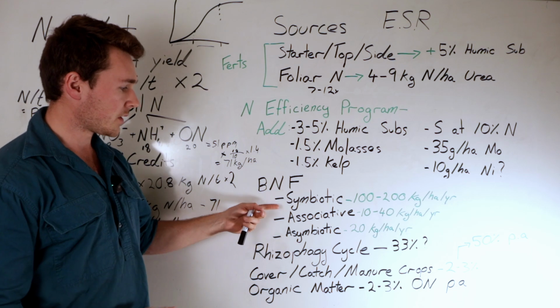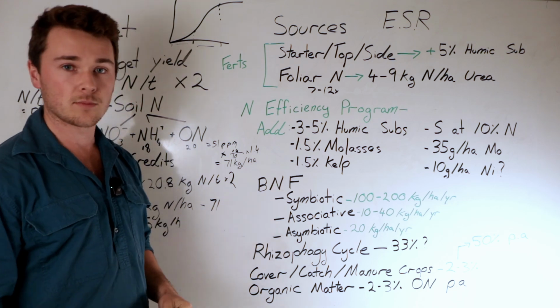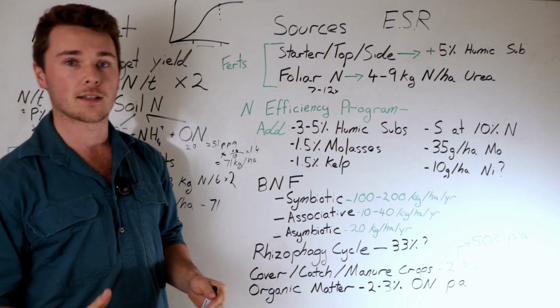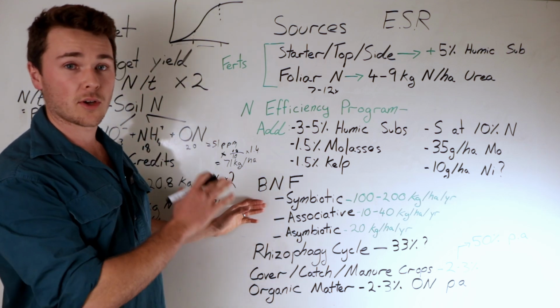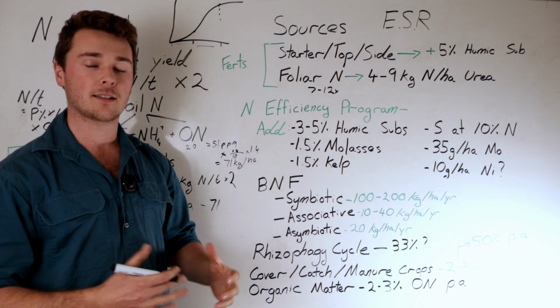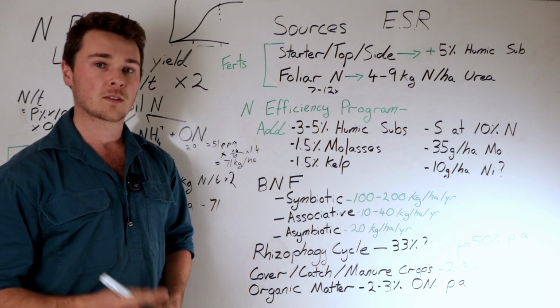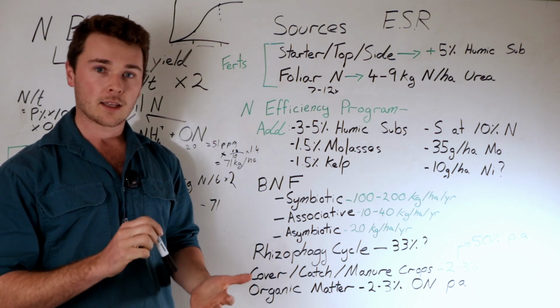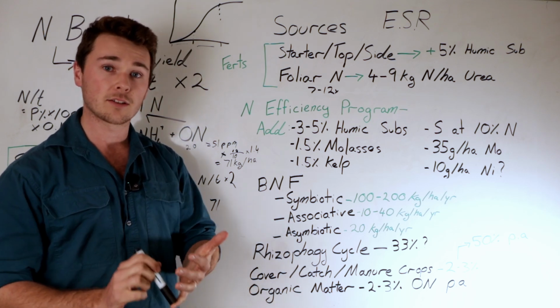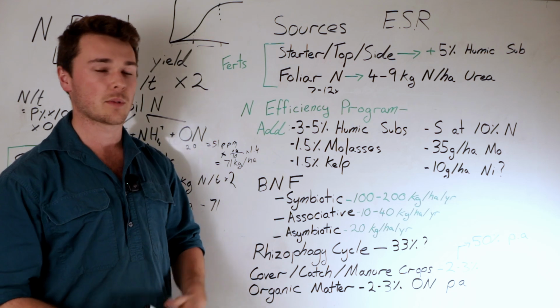Now, we all are familiar with the symbiotic. This is legumes, or the rhizobia bacteria that fix nitrogen for our legumes. We've got a whole video on nitrogen fixation and how to increase that, so we're not going to go over it here. So go watch that video. It'll tell you everything you need to know about increasing the rate of nitrogen fixation in your legumes, things you need to check, and what you need to apply.